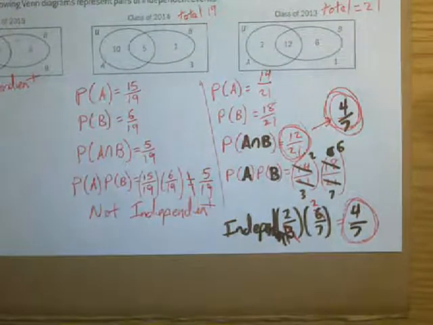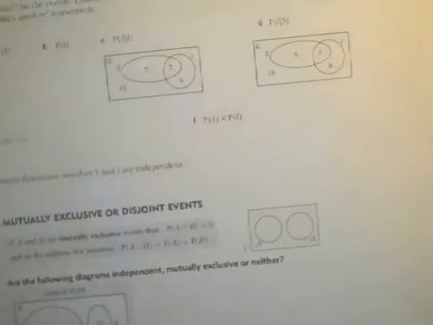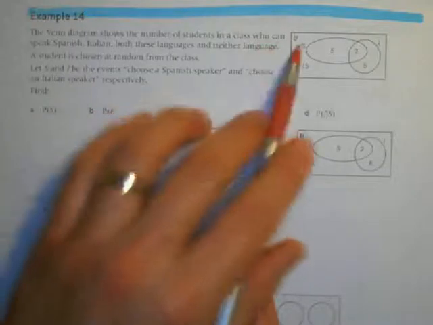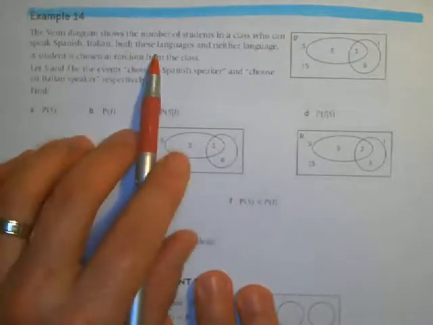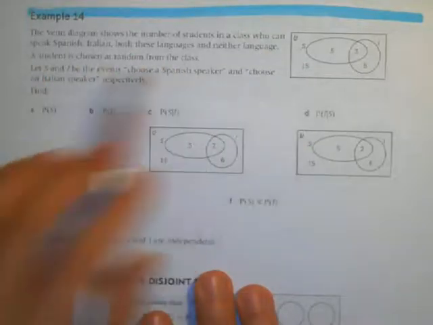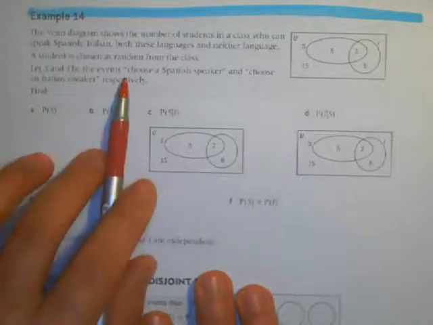So you're going to be doing a bunch of that in today's assignment. Let's do some more practice. Okay, so the Venn diagram shows the number of students in Spanish, hola, Italian, buongiorno, both of these languages, and neither language. A student is chosen at random in the class. S represents Spanish, I represents Italian.